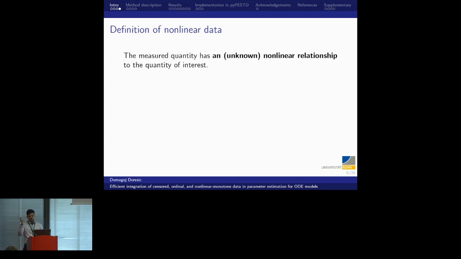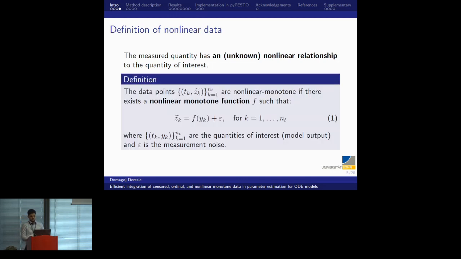The definition is that there is some kind of an unknown nonlinear relationship between the measured quantity and the quantity that we're interested in. So a mathematical definition would be that there exists some nonlinear monotone function f, such that we have the data zk, and the data zk is equal to the output yk, with the application of this nonlinear monotone function f on yk, with some noise on the data.